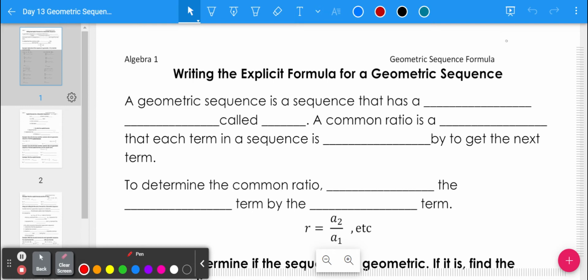So today what we're going to discuss is everything geometric. And just as we started with the explicit version for arithmetic, we're going to start with the explicit version for a geometric sequence. So a geometric sequence is a sequence that has a common ratio, and that common ratio is going to be called R. If we remember back, arithmetic sequences have a common difference called D, and the difference in those two things is common difference is what we add to get to the next term, common ratio is what we multiply.